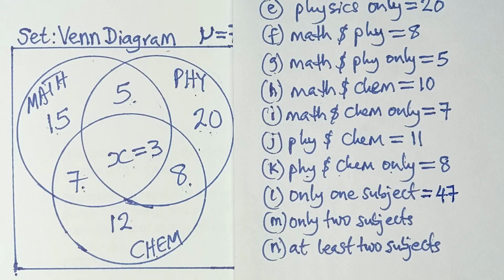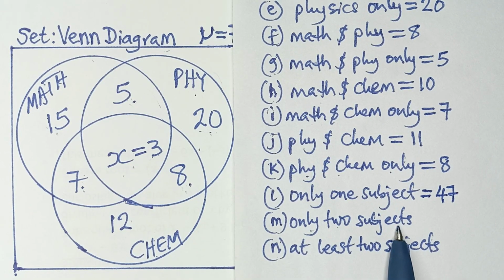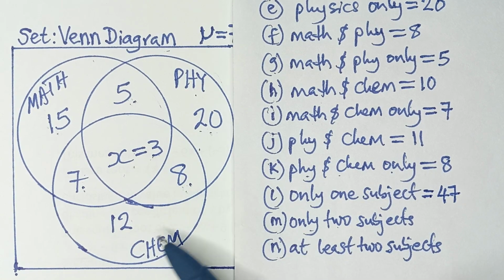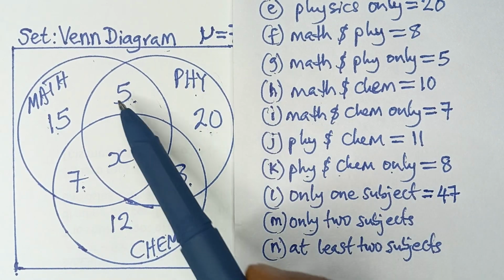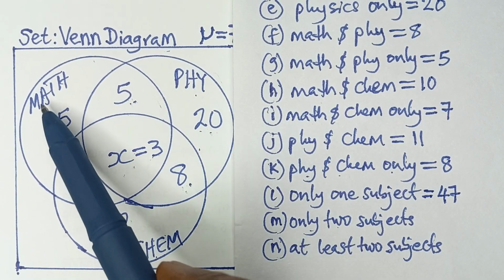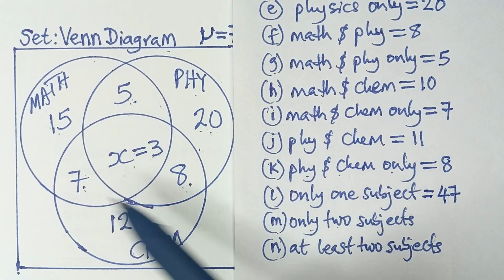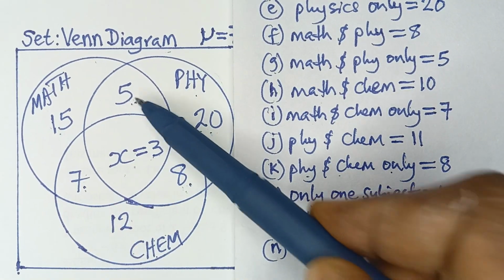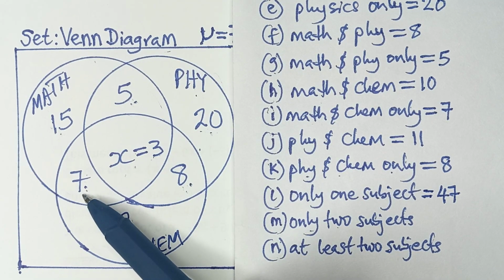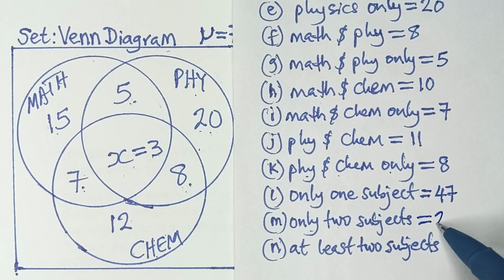47 students. Then those that offered only two subjects. Now, if you check, 8 is for chemistry and physics only, 5 is for maths and physics only, while 7 is for maths and chemistry only. So these are the portions of those that offered only two subjects. So I have 5 plus 8, which is 13. 13 plus 7, and that is 20. So those that offered only two subjects, 20 students.